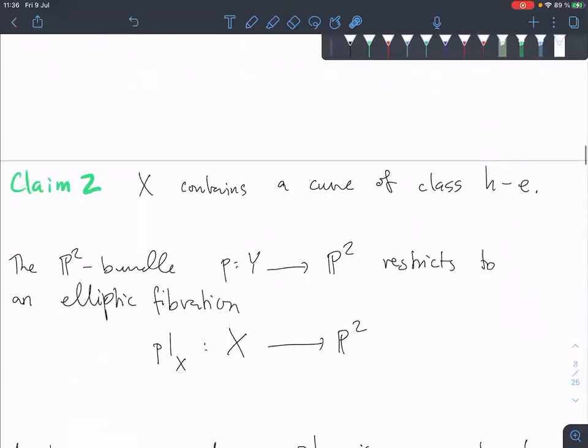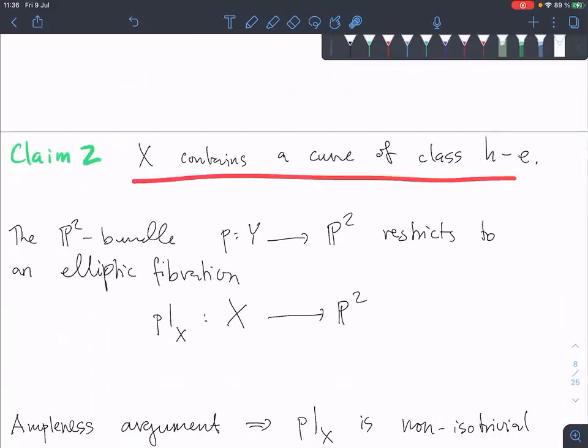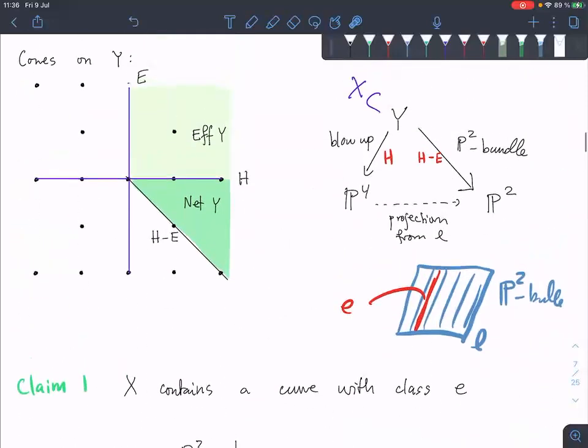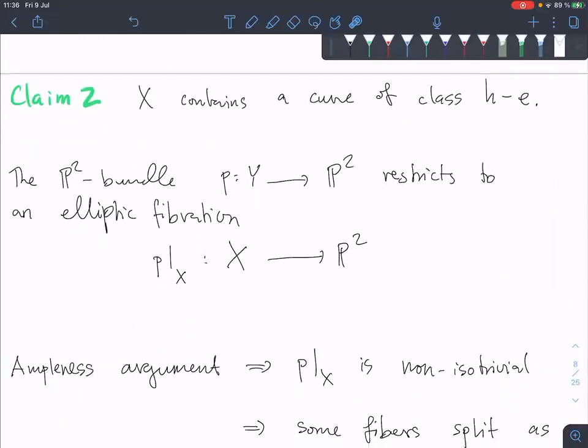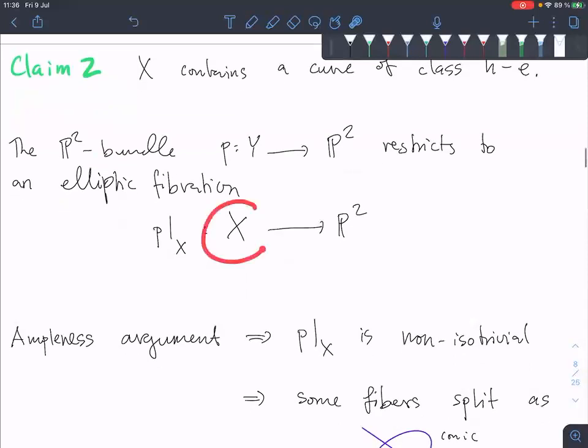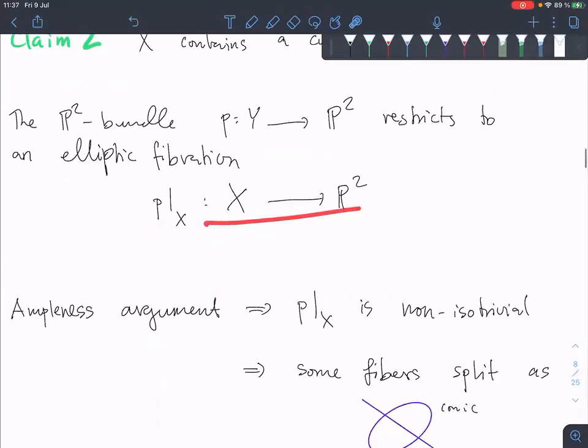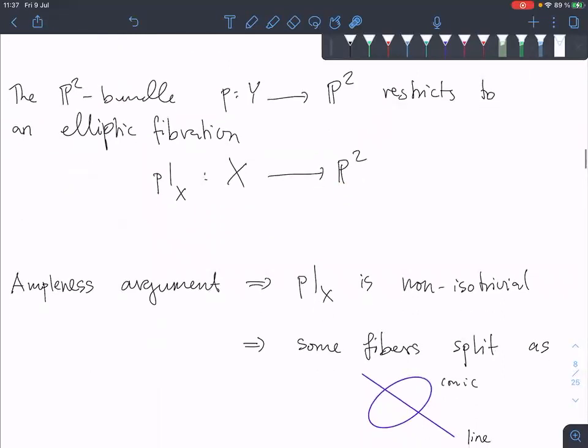Okay, then I'll prove the second claim, which is that X contains a curve which has class H minus E, and this corresponds to this second projection here. What we have to do is to look at this P2 bundle from Y to P2 and restrict it to X. And what happens is that we get an elliptic fibration on this Calabi-Yau threefold. So a priori this is a P2 bundle, and then when you restrict it, you get a plane cubic bundle over P2.